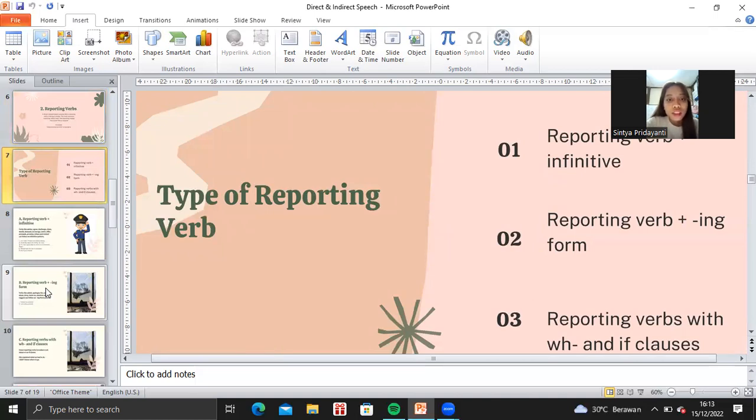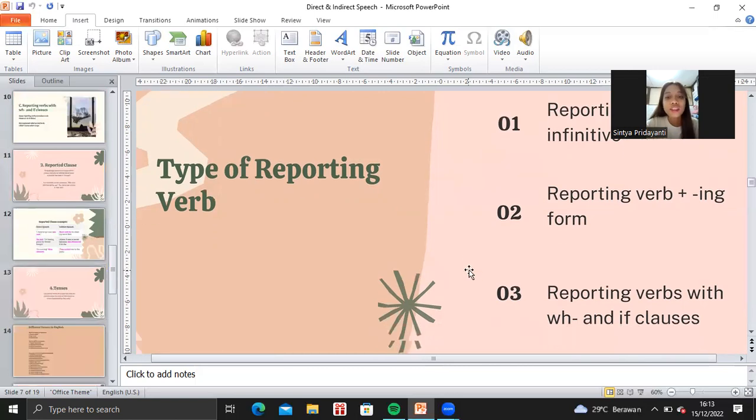And here are the types of reporting verb. There are three types of reporting verb. First is the reporting verb plus infinitive. And the second is the reporting verb plus ing form, sorry. And the third is the reporting verb with wh words, where, who, what, etc., and if clause.